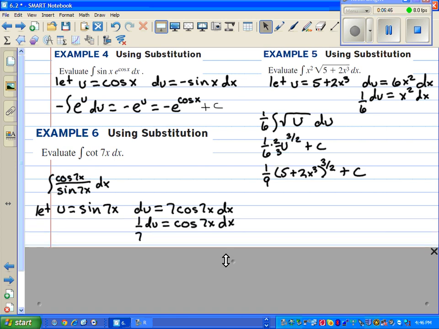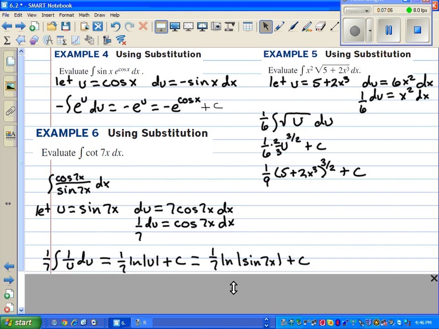But if we divide both sides by 7, I do have exactly what's in the original integral, which is cosine of 7x dx. Now, the sine of 7x can be replaced with u, and the cosine 7x dx can be replaced with 1/7 du. And that's what I have in this first statement here.